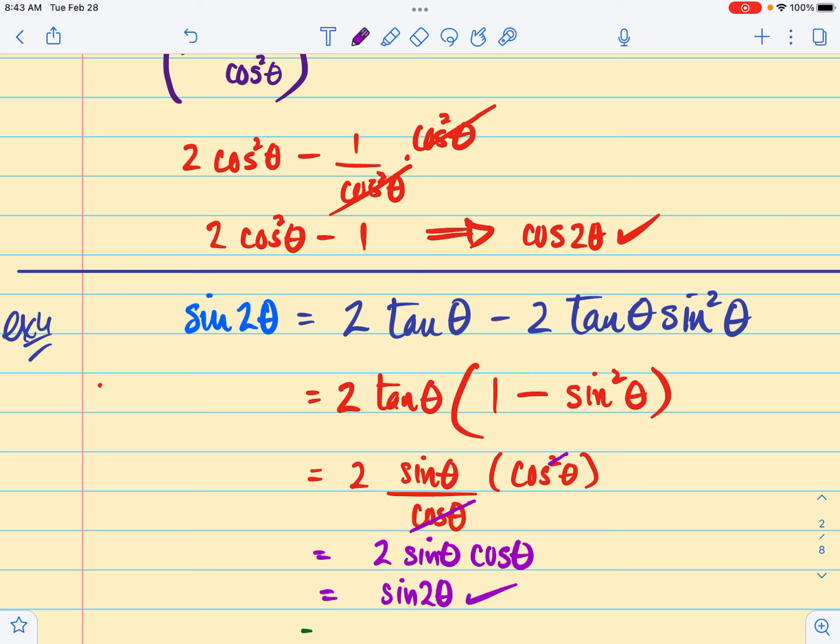So here was a quick video on proofs that require double angle, and my next video is going to be on half angle identities.